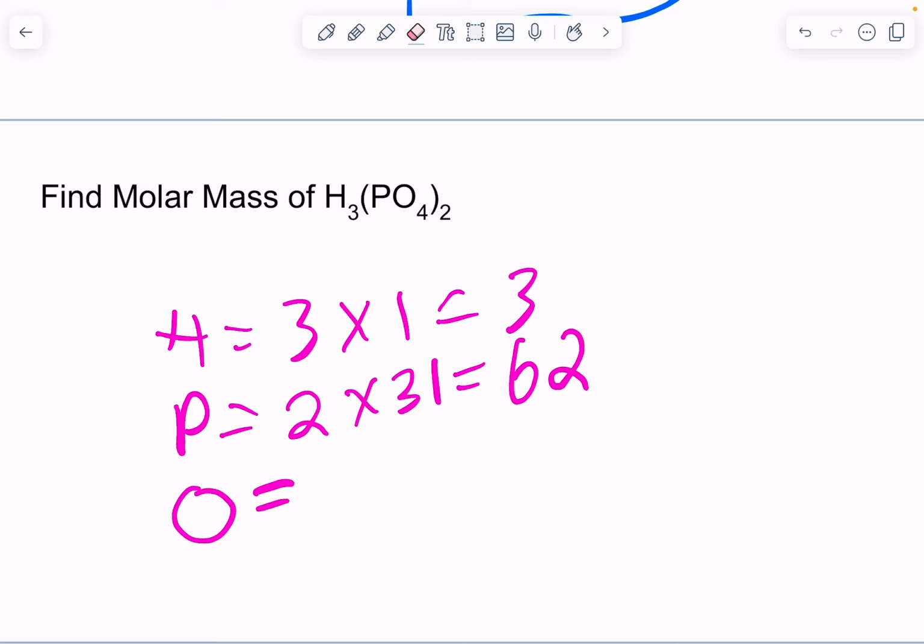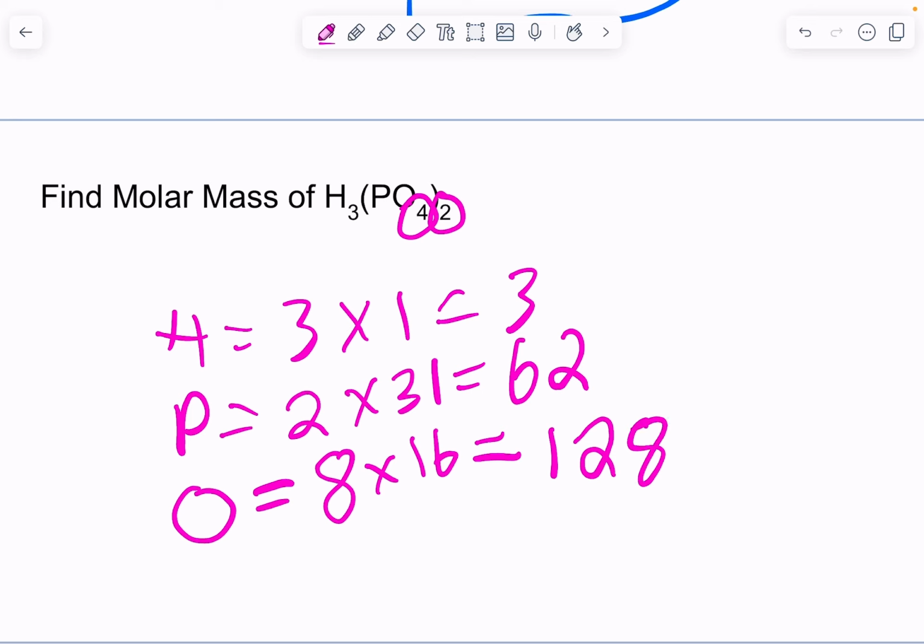Finally, I got to figure out oxygen, and I'm going to do the same trick. I'm going to take this 2 and multiply it by the subscript on the oxygen. That would make it 8. I multiply that by the molar mass of the oxygen, which I get from the periodic table, 16. And, oh, gotta pull out my calculator. 1 second. I'm going to take the 8 oxygens that I have and multiply it by the molar mass, which is 16. I get a total of 128.